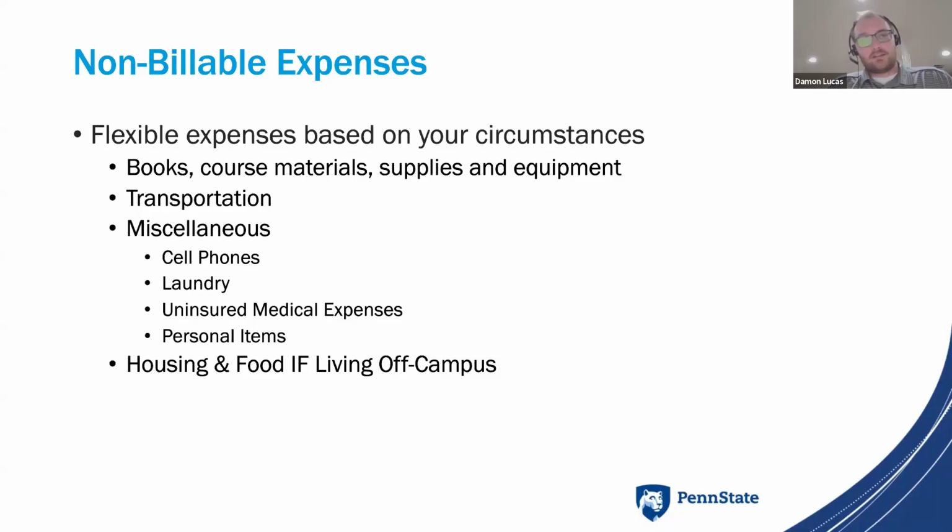Miscellaneous costs include cell phone bills, laundry, any uninsured medical expenses, and personal items. That's all categorized into the miscellaneous cost. It has a very wide degree of what miscellaneous is, hence why it's miscellaneous. And also housing and food if living off campus, that's where this will be a non-billable expense. If you're living on campus, it'll be a billable expense because we'll know your rate at that point. So housing and food is only a non-billable expense if you're living off campus, not on campus.